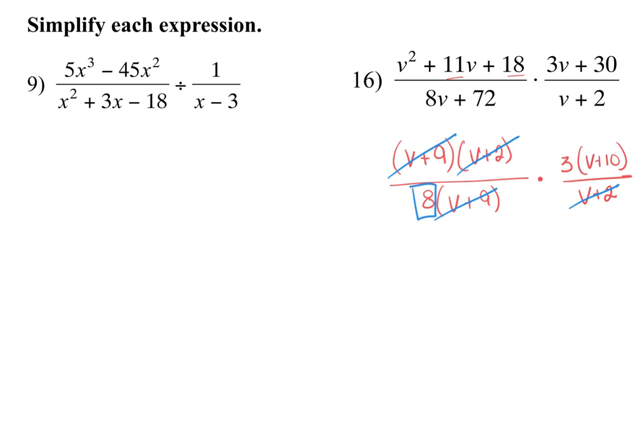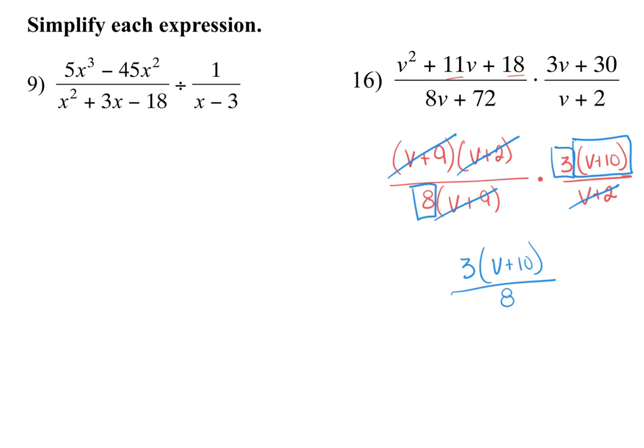I look at the 3. Nothing can cancel with the 3. Nothing can cancel with the v plus 10. So in my numerator, I'm left with 3 times v plus 10. And in the denominator, I am left with just an 8. And I am done. That is my answer. I cannot reduce the 10 and the 8 because the 10 is part of a group. All right? So I can't reduce those.